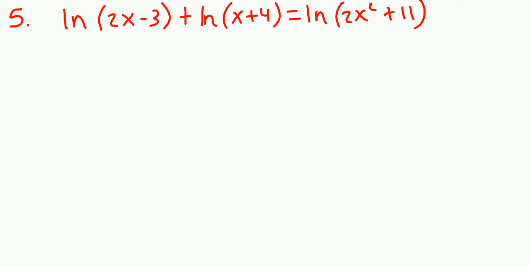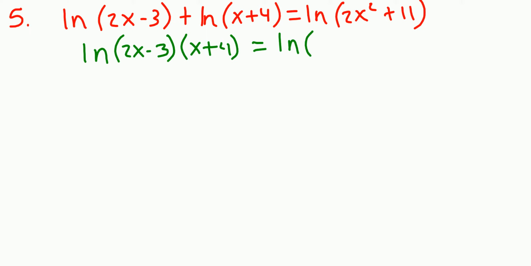So again, we need to condense this side, and again, we're going to use the product property with multiplication. So this side is going to condense down to ln of 2x minus 3 times x plus 4 equals ln of 2x squared plus 11.